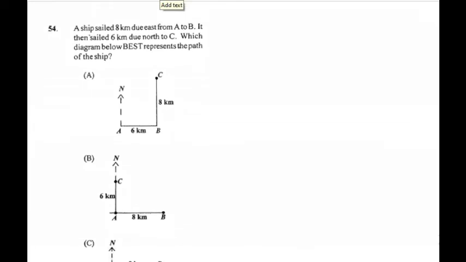54, a ship sailed 8 kilometers due east from A to B. So it's 8 kilometers. So this should be 8. So whatever we're looking for, this line should be 8, and it is due east, so it's going in this direction. And then sailed 6 kilometers north due to C, so it will be going up. So this couldn't be the answer.